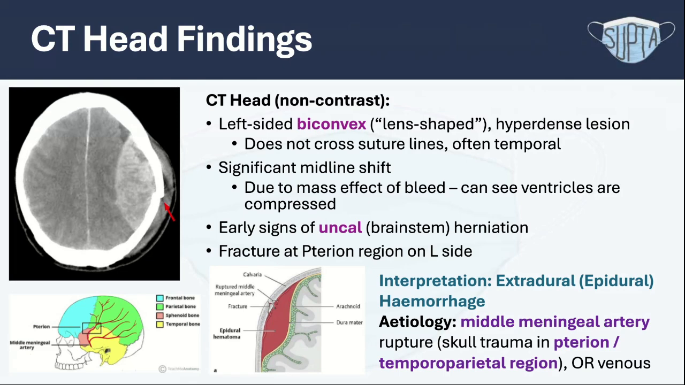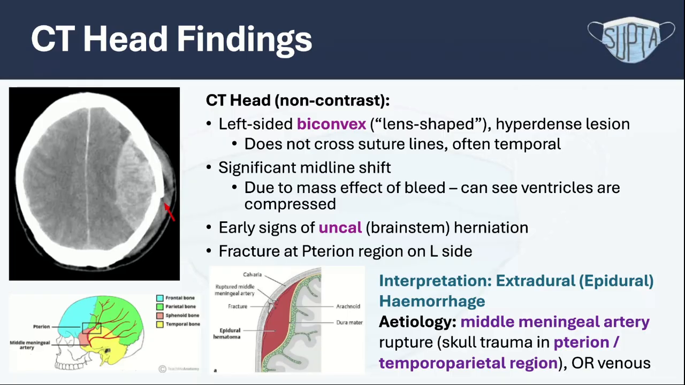There's also a fracture in the pterion region on the left side. The pterion is the thin region on the side of the skull. I've included a picture below. You can see there, it's a region on the side of the skull where several skull bones meet, mainly the frontal, parietal, temporal and the sphenoid bones.